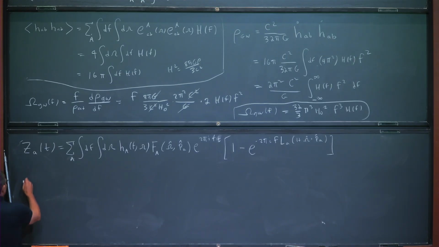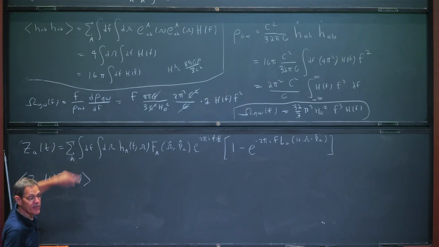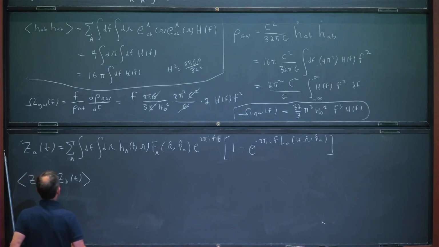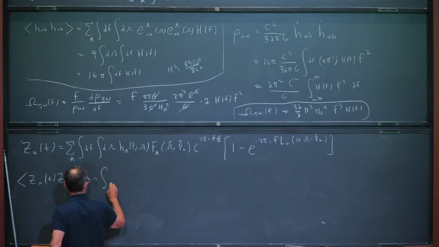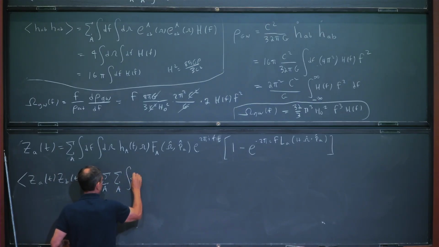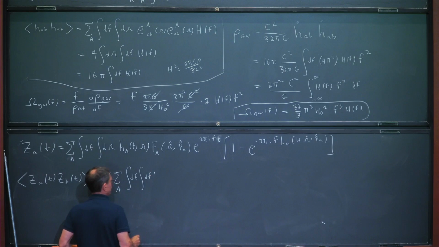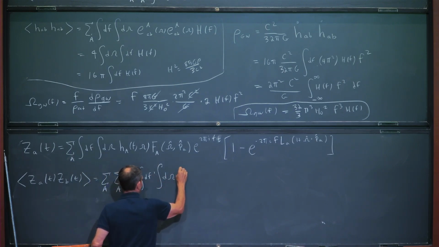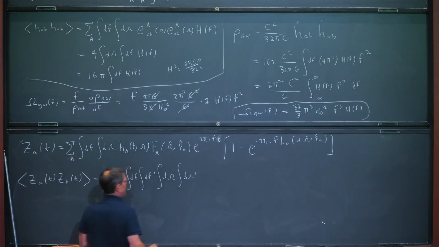All right, so what we're going to calculate now is the expected value of Z alpha of t times Z beta of t. By the way, we could do this for t and t prime, also interesting, but I want to keep it as simple as possible. So in the spirit of the first calculation, we're going to have sums over A and A prime, integrals df and df prime. There's going to be integrals d omega and d omega prime.